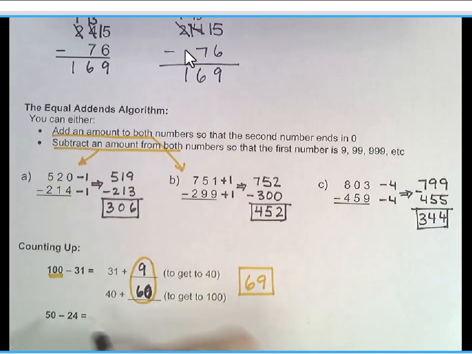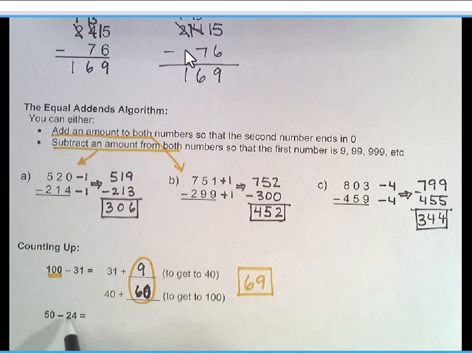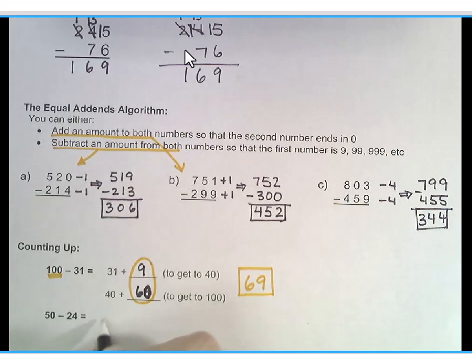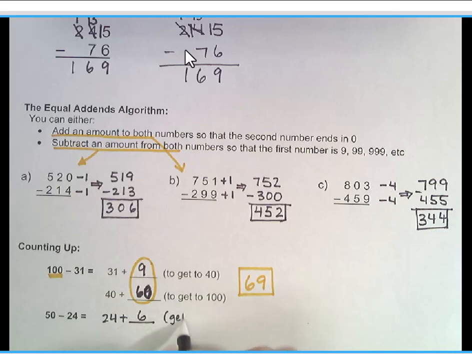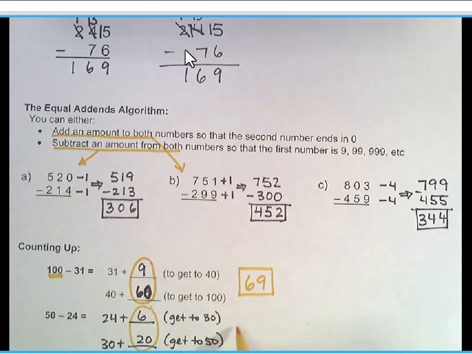Let's see if we can do another one. I want to count from 24 up to 50. So maybe if I add 6, that would get me to 30. And then once I'm at 30, how much would I have to add to get to 50? I would only have to add 20 to get to 50. And I take these two, and my answer is 26 because I was trying to count up.